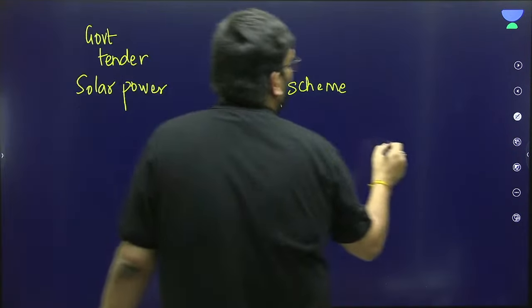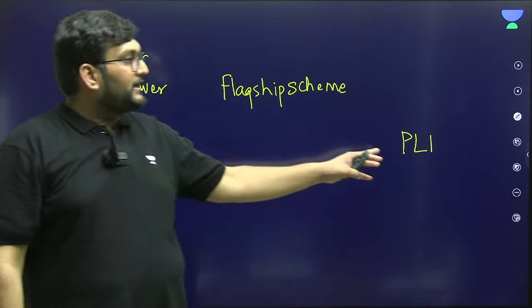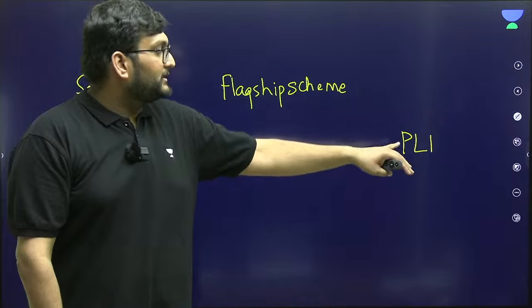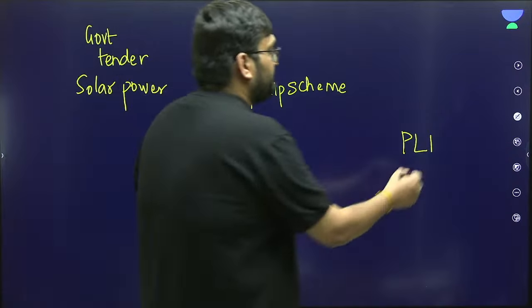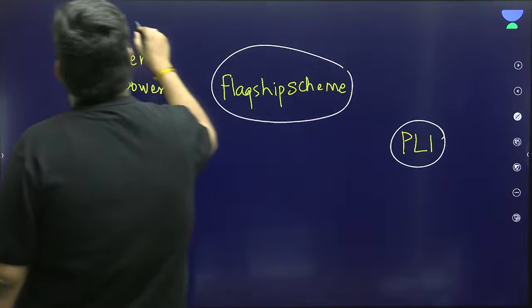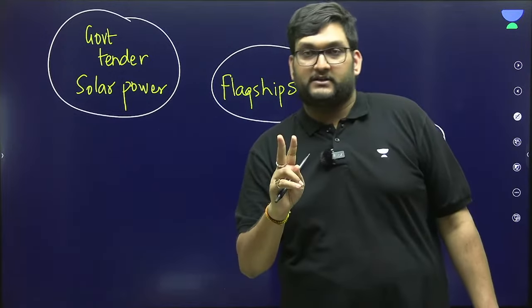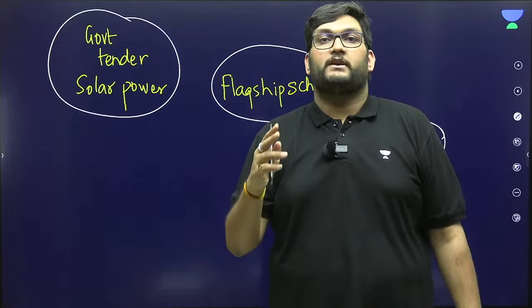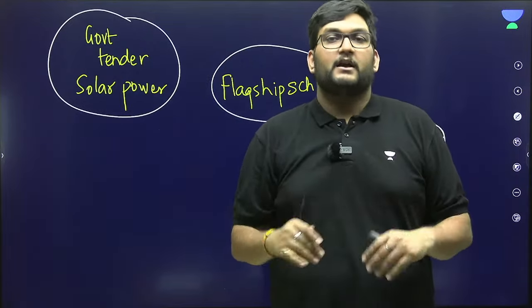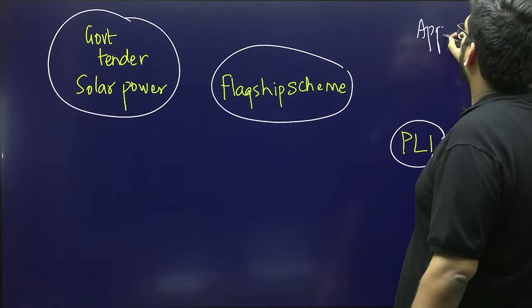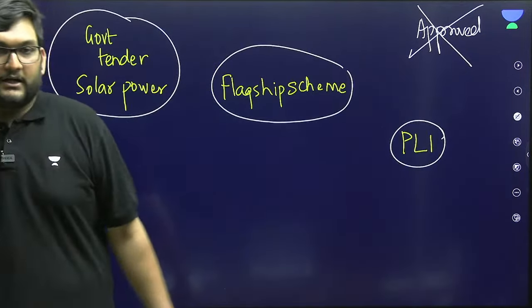and when it comes to the PLI scheme, which is the production linked incentive scheme, where you can basically get incentives, subsidies or cashbacks on certain production outputs. When you meet a certain output, you get the incentive. So when we talk about the PLI, the flagship schemes, the government tender for solar power, any person, any project, any manufacturer who comes into existence after March of 2024, which is since last month, it does not apply to anybody before March of 2024, any new manufacturer, if you do not have approved status, you cannot apply for either.